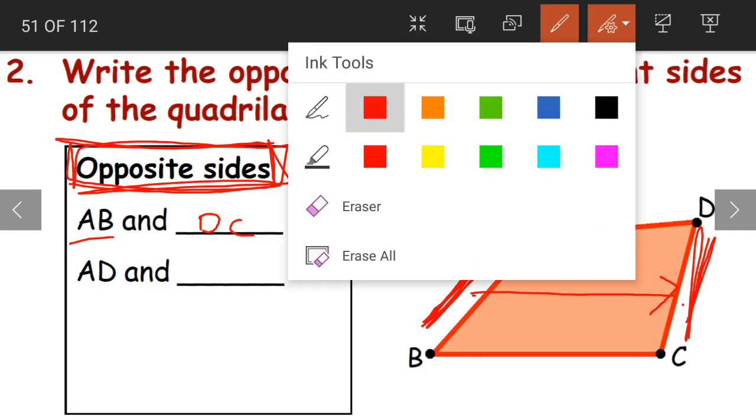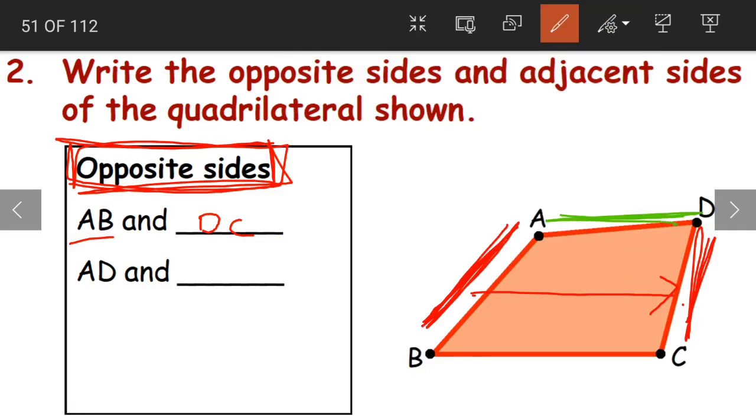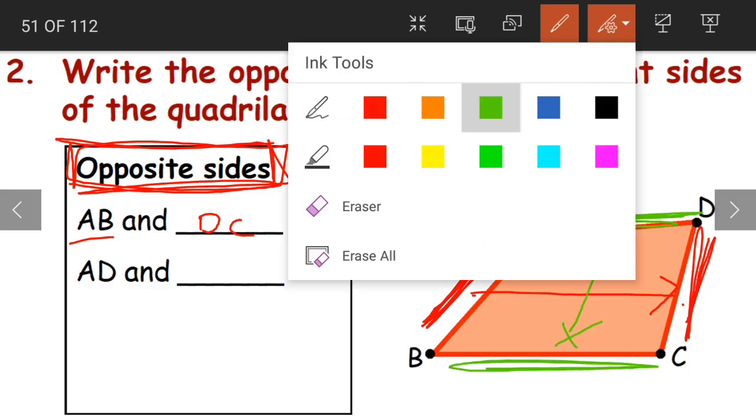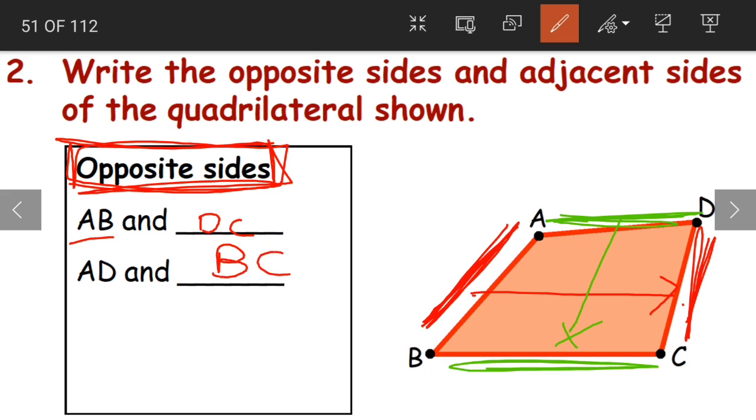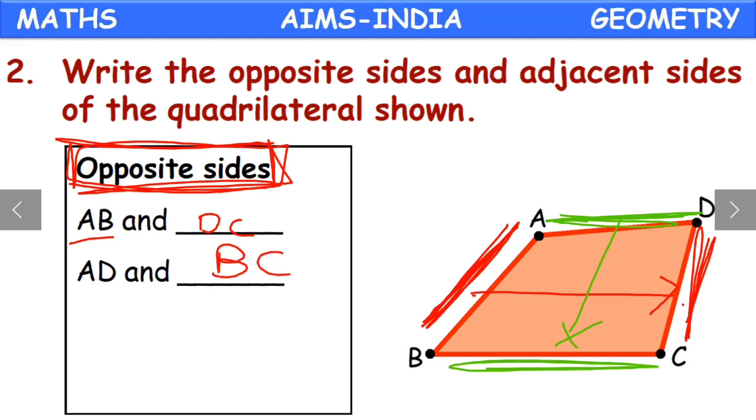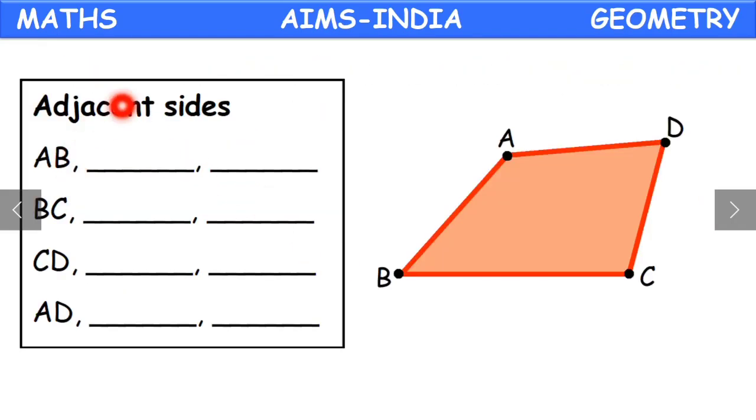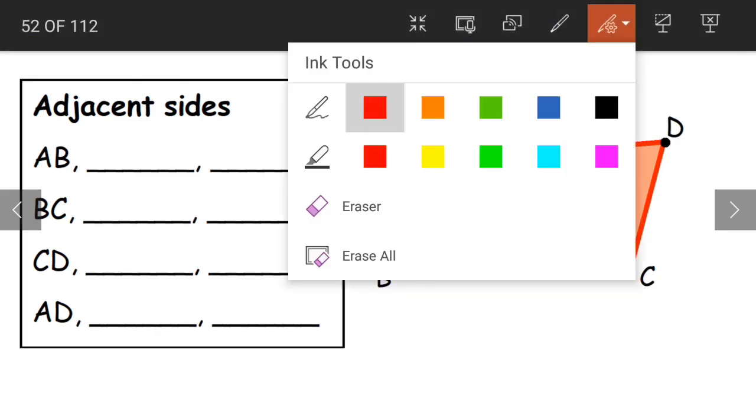Now the next one is side AD. What is the opposite side for AD? We have BC. So BC becomes our correct answer. Again, as both the sides do not share a common vertex, they are called our opposite sides. Now coming to adjacent sides.